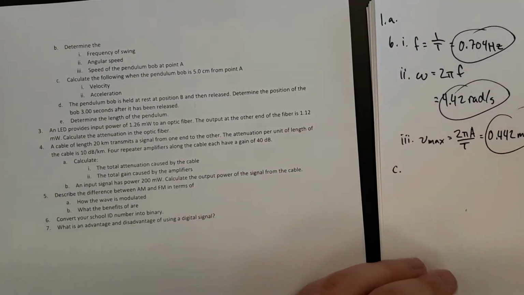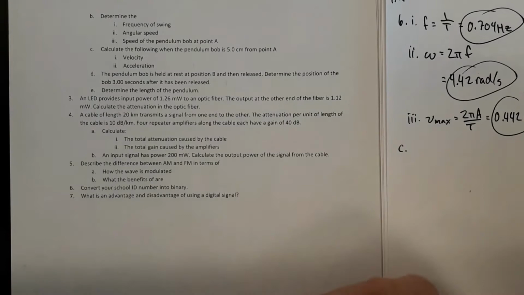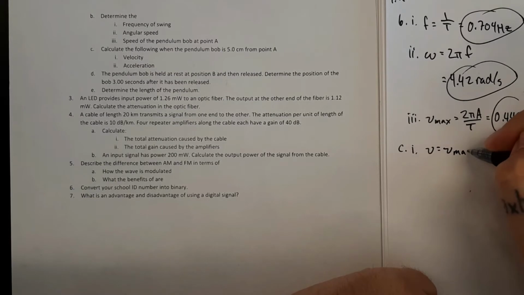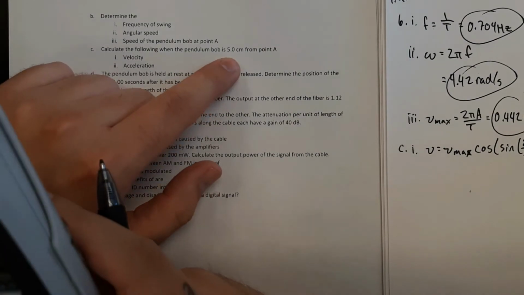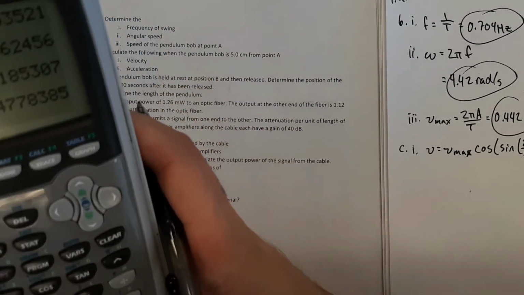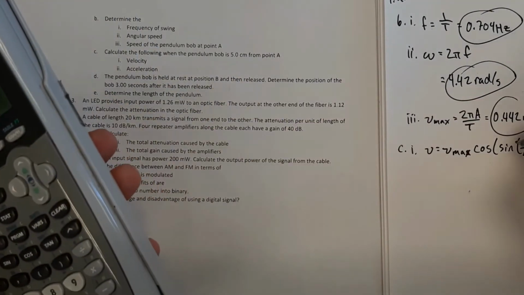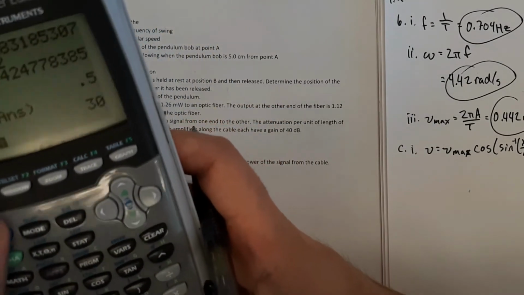Cool. Up next, for C, we're looking for the following when the pendulum bob is 5 centimeters from point A. Okay, so when we're looking for that velocity there, that means we're looking for that intermediate velocity, which is just our max velocity times the cosine of the inverse sine of x over A. Okay, so our x, we're looking at 5 centimeters, so 0.05, divided by our amplitude, which was 0.1. Okay, so now inverse, sorry, I forgot an inverse on here. Inverse sine. Okay, so inverse sine of that, cosine of that.